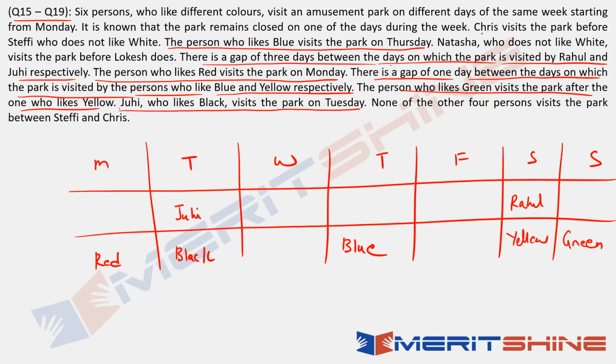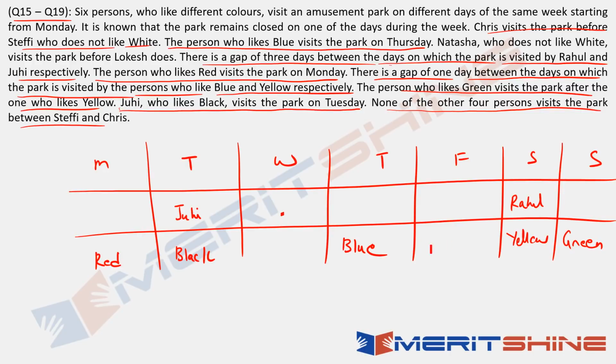Look at this. Chris visits the park before Steffi, who does not like white. So Steffi does not like white, and this also says none of the other 4 persons visit the park between Steffi and Chris. So it means that Steffi and Chris would be here either Wednesday, Thursday, or Thursday, Friday. But the only condition is that Steffi does not like white. So it would be like this.